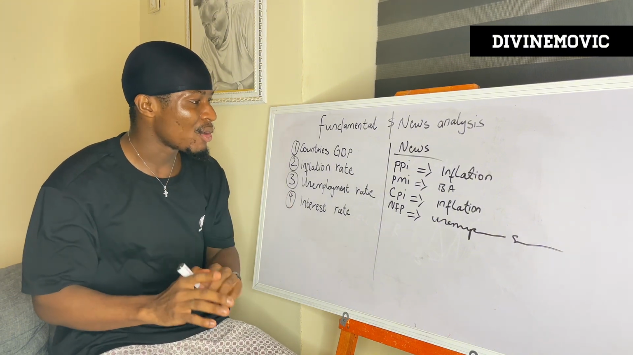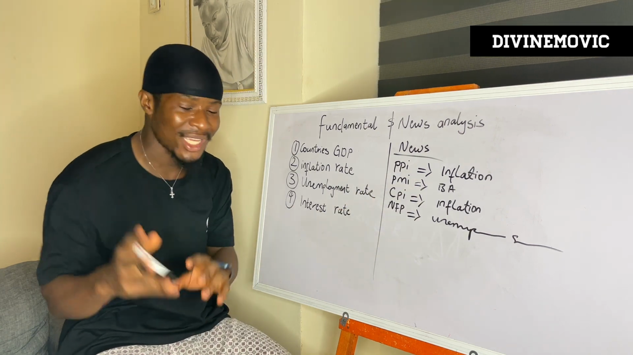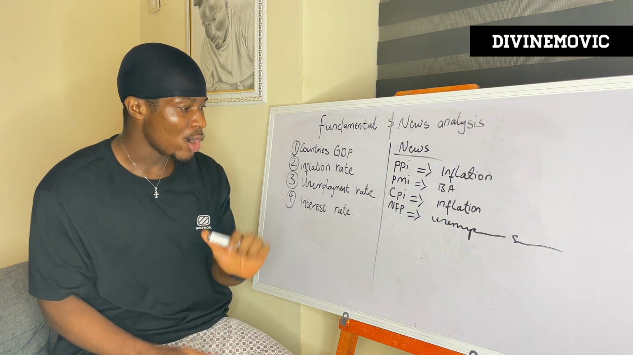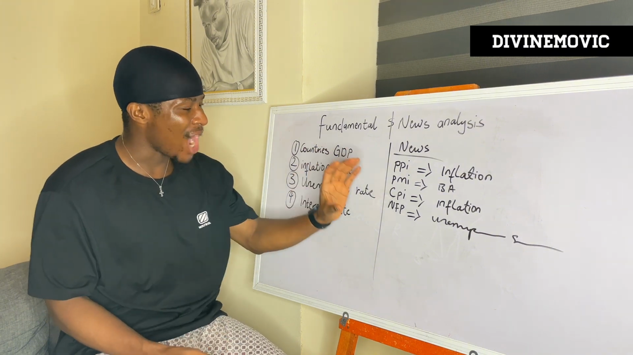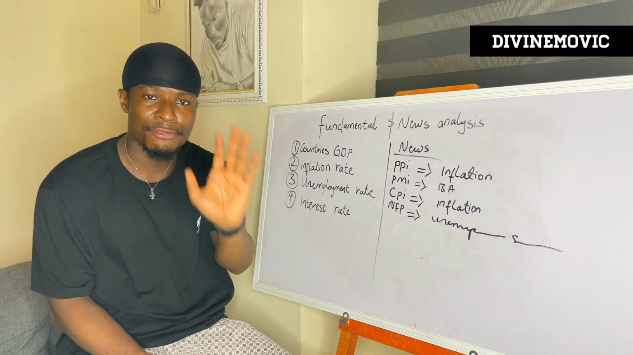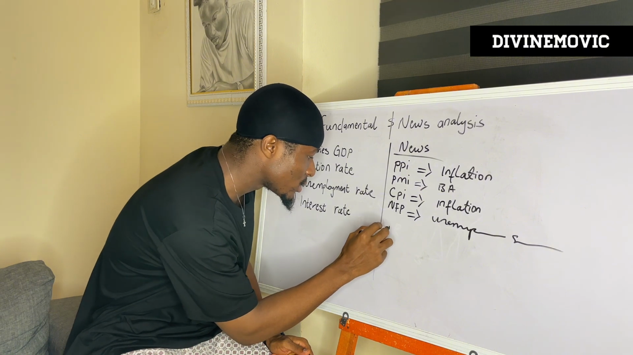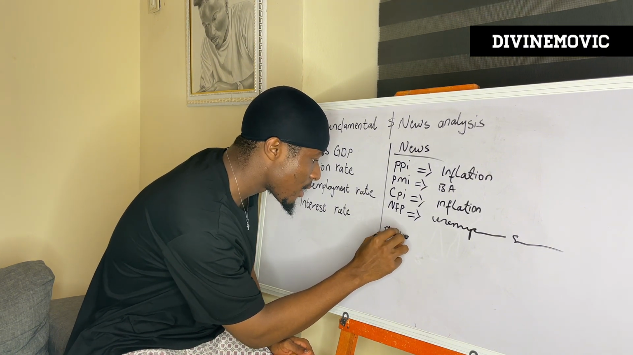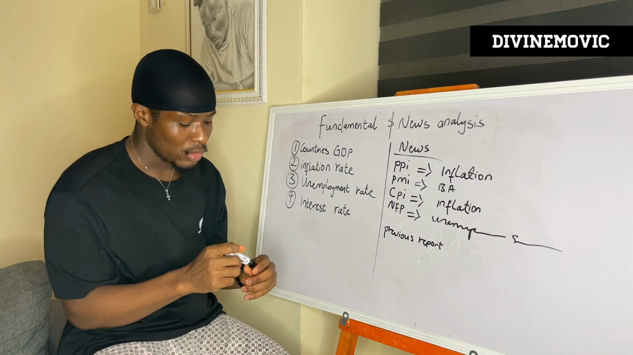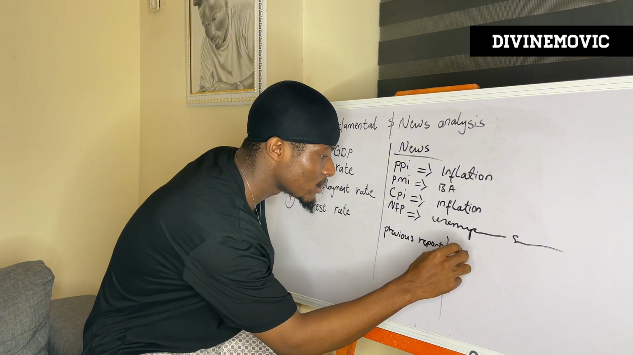Now, how to understand that? We want to learn how you can use this PPI news, which is high impact news, to analyze the market. For us to be able to trade or analyze the market using this news, we simply need to understand three things. One is referred to as the previous report. Two, the forecast report.